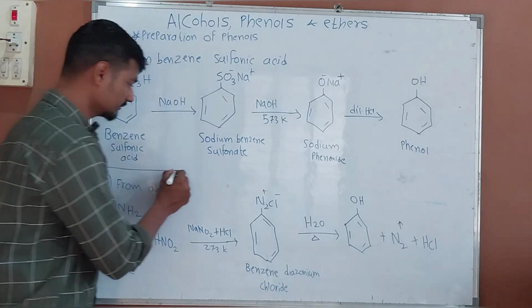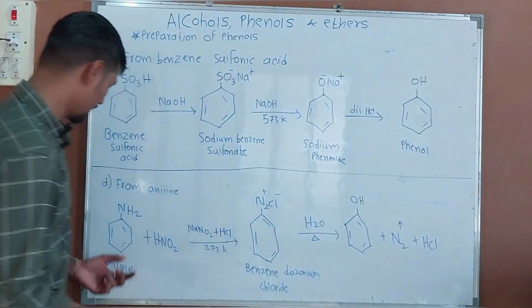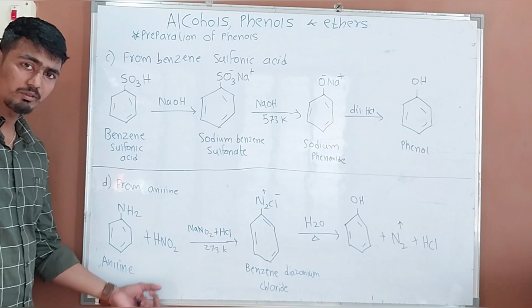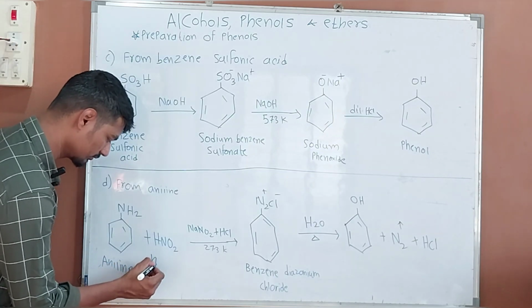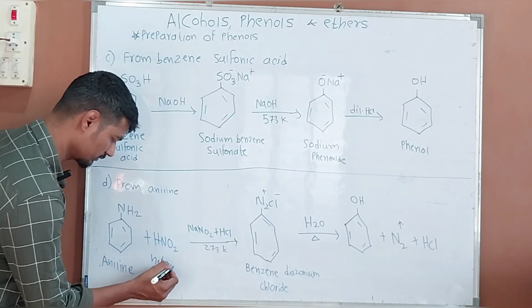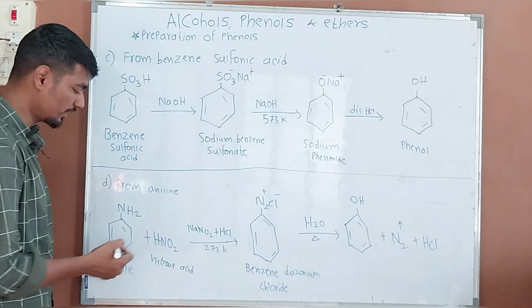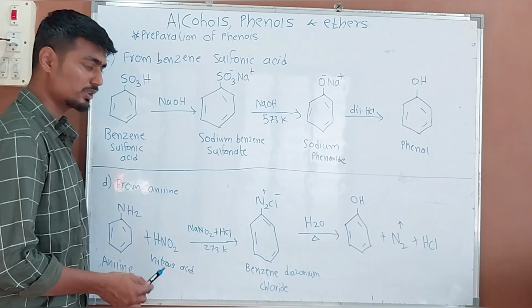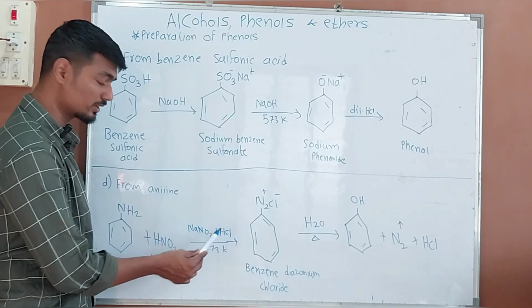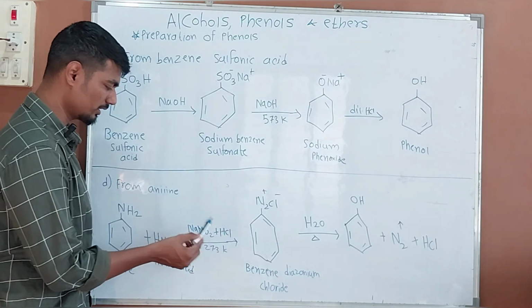So what will happen? Aniline will react with nitrous acid. HNO3 means nitric acid and HNO2 means nitrous acid. Nitrous acid is made by combining NaNO2 plus HCl. It will give HNO2 plus NaCl.